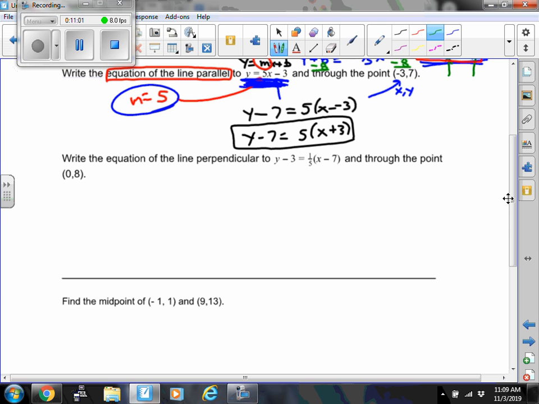Again, that question and this question are very important because these are the kinds of questions I'm going to ask you on the state test, and you're going to see it on the test tomorrow. Equation of the line perpendicular. Okay, so I still need the equation of a line. So right away I'm thinking I need this.